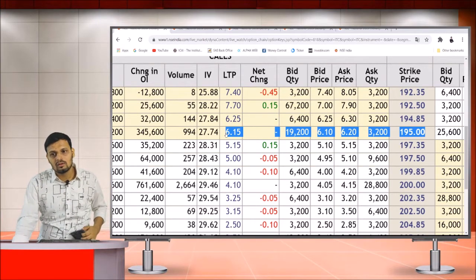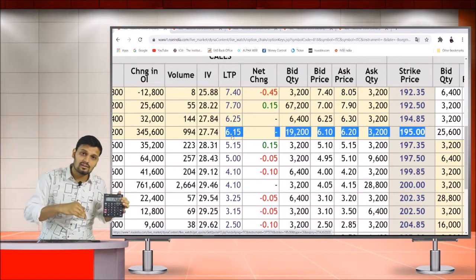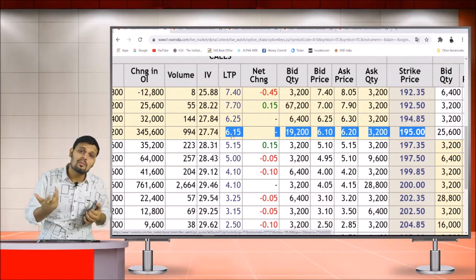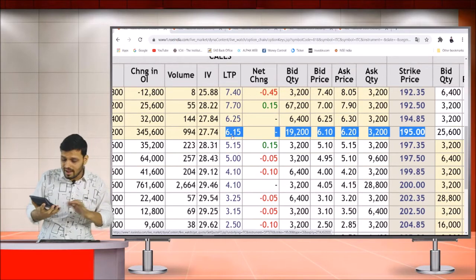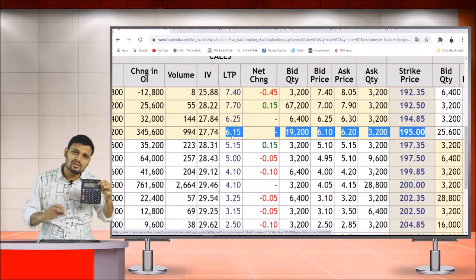Now, 320,000, who will pay? Call option seller. Call option seller will pay to call option buyer. What is the maximum profit for call option seller? For call option seller, the maximum profit is only 6.15 rupees multiplied by 3,200. 20,000 is the maximum profit. He can never make more than 20,000 of profit.